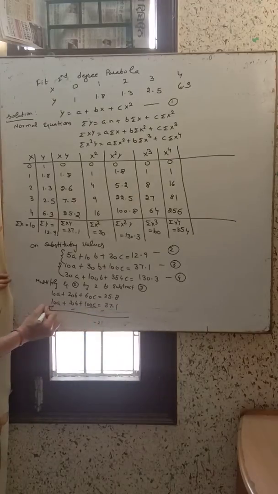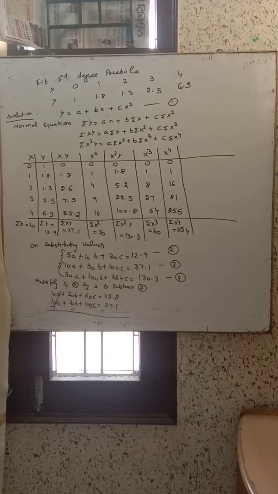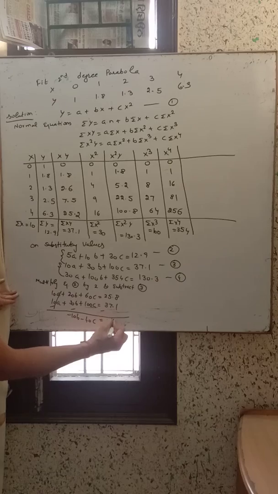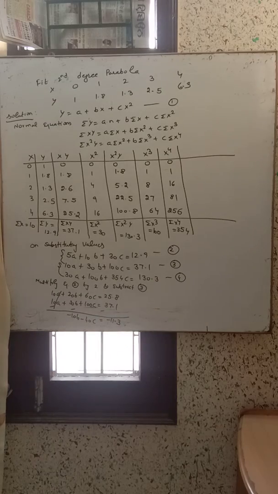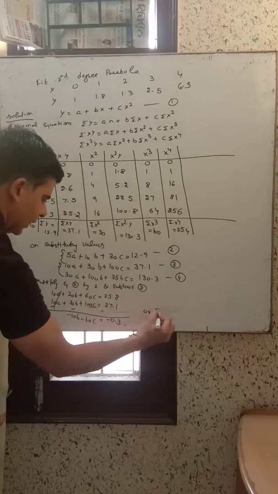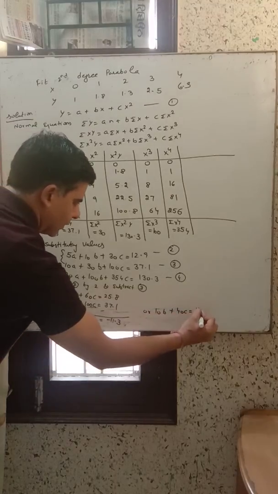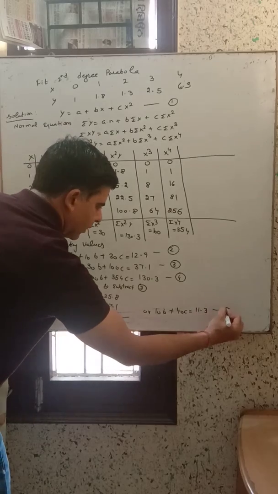On subtracting, a cancels out and 20 minus 30 is minus 10b, minus 40c equal to minus 11.3. Or we can write this, cancelling out the minus, as 10b plus 40c equal to 11.3. This is our equation number 5.